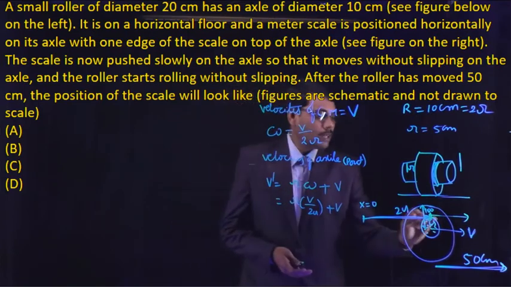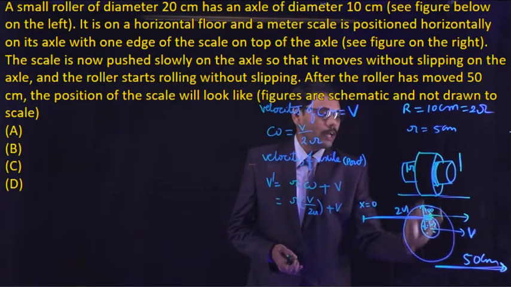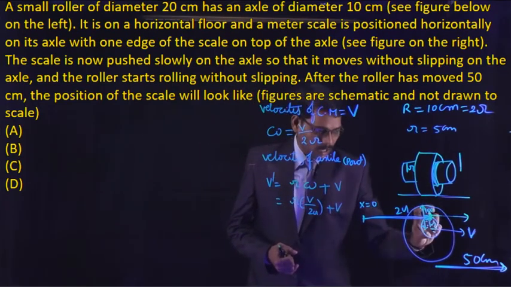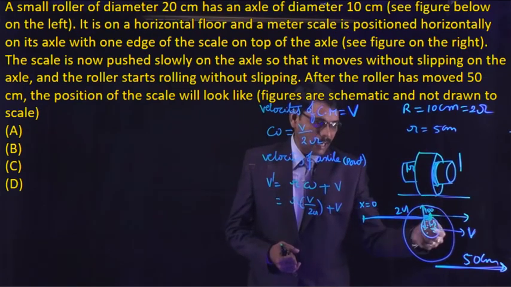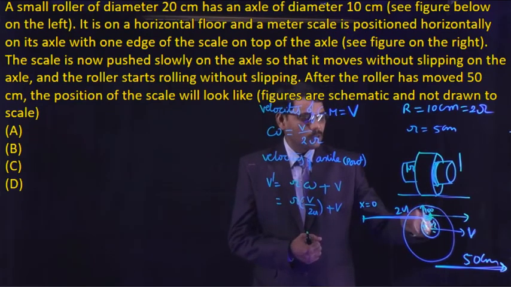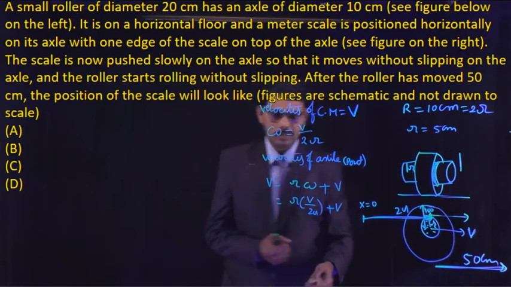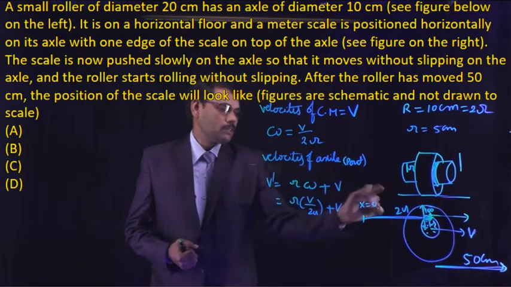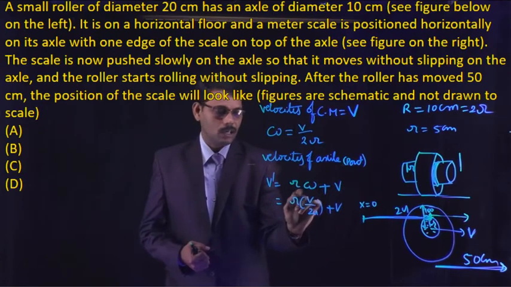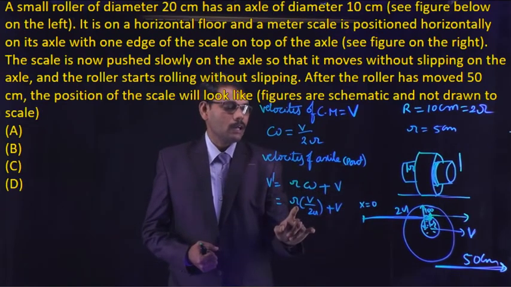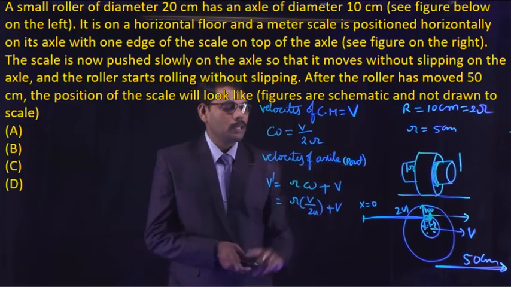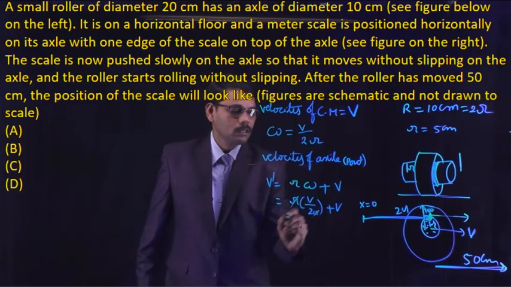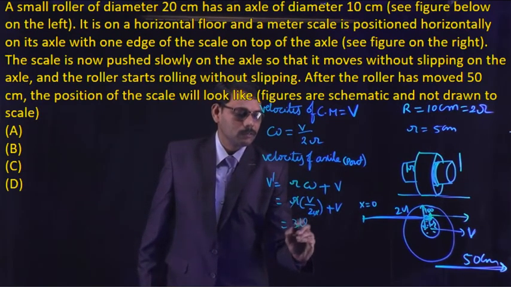So the velocity at the periphery of the axle is the sum of the linear velocity gained tangentially due to angular velocity plus the center of mass velocity. The resultant velocity of the topmost point is tangential velocity plus center of mass velocity, r omega plus v. r into omega means v by 2r plus v, r gets cancelled, that is equal to 3v by 2.